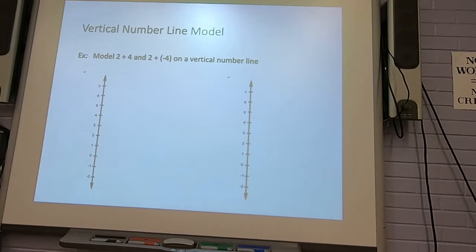It's basically the same thing as Lesson 2. We're adding integers. What has changed is that we have a vertical number line, so it's going up and down instead of horizontal, going right and left.